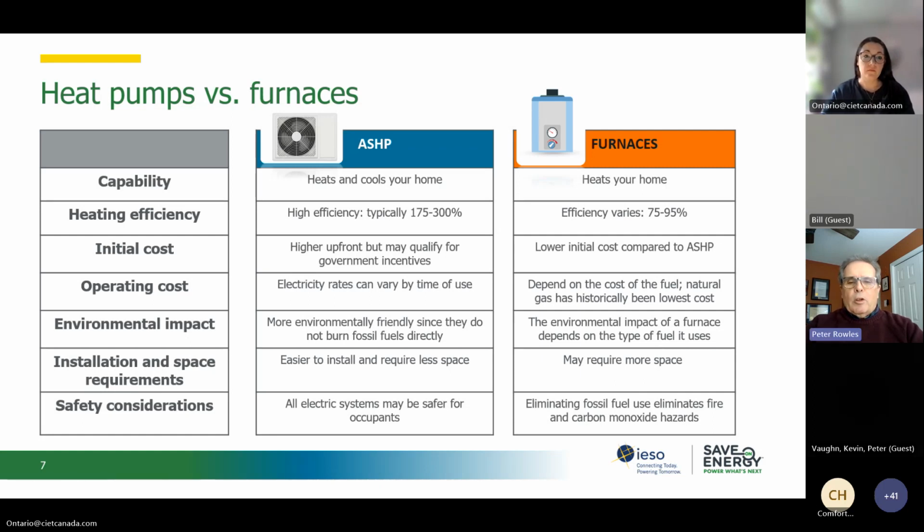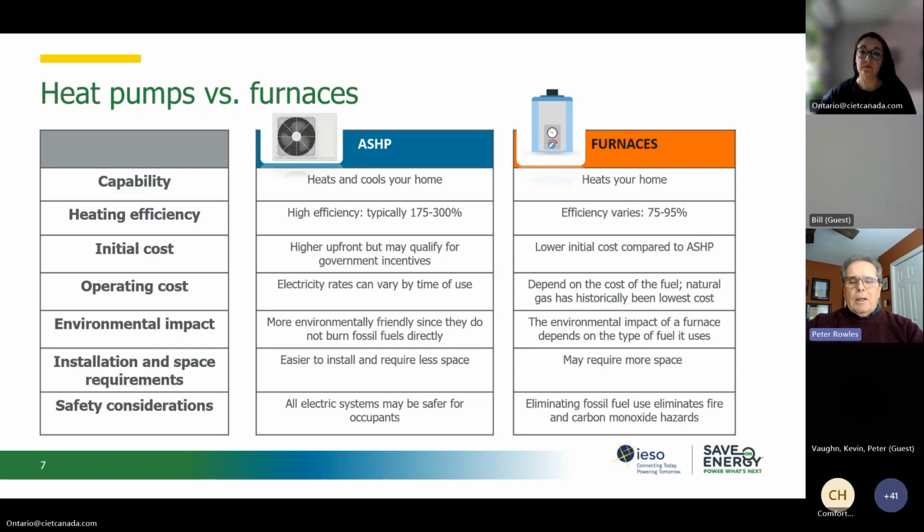Air source heat pumps are considered more environmentally friendly since they do not burn fossil fuels. The electricity that powers them may come from various sources, but in Ontario, most of these are non-carbon emitting sources. For furnaces, the environmental impact depends upon the type of fuel that's used. Natural gas is generally considered a cleaner burning fuel compared to oil or coal, but it does emit substantial amounts of carbon dioxide and carbon monoxide.